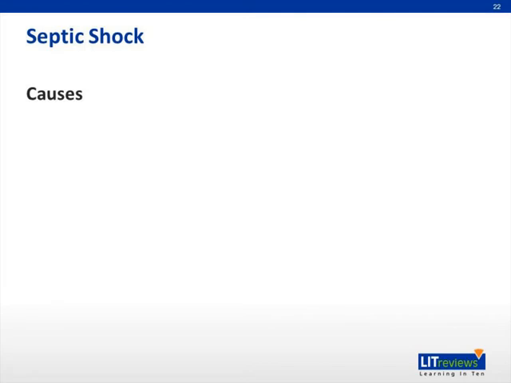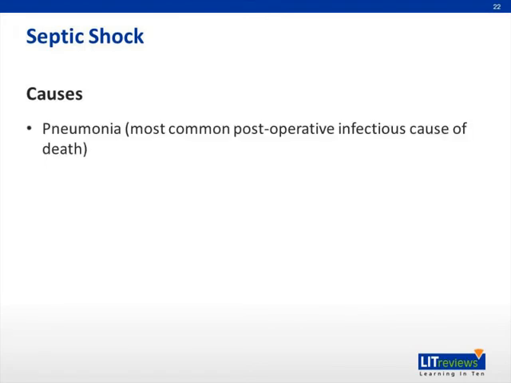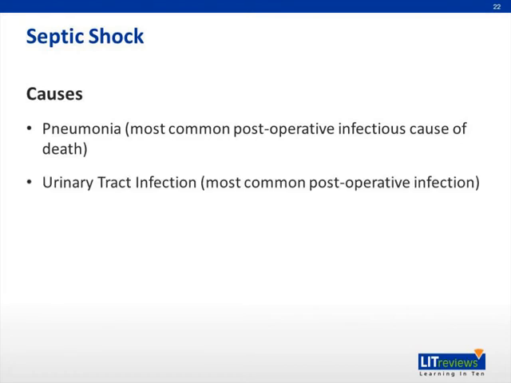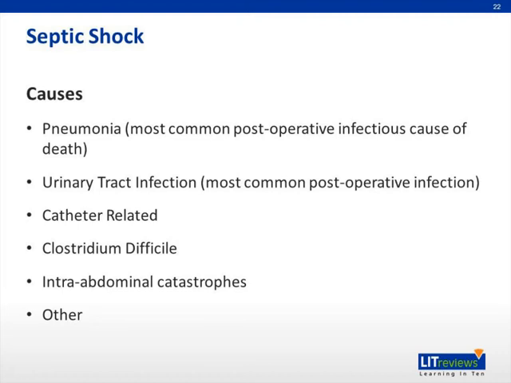Septic shock has numerous causes. The most common postoperative infectious cause of death, which will eventually present with septic shock before death, is pneumonia. Urinary tract infections can become pyelonephritis and lead to septic shock that way. Catheter-related infections, most importantly, catheters used for central venous access, both for medications and also for dialysis, can lead to septic shock. C. diff, also known as Clostridium difficile, can actually lead to septic shock. And intra-abdominal catastrophes, such as post-surgical issues like anastomotic breakdowns or abscesses, can lead to septic shock.